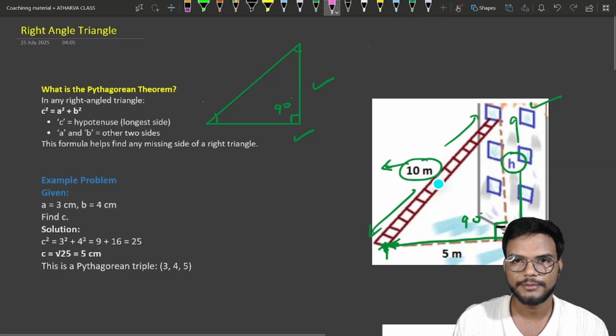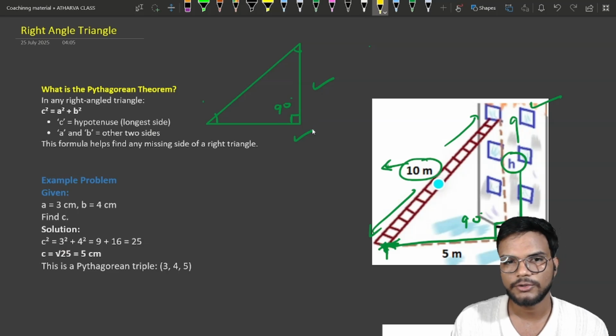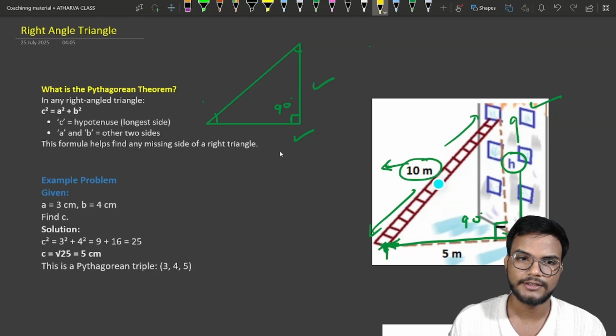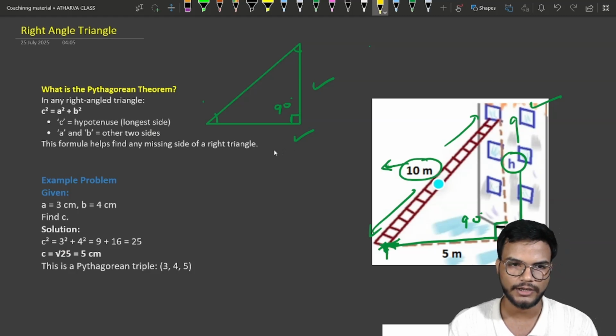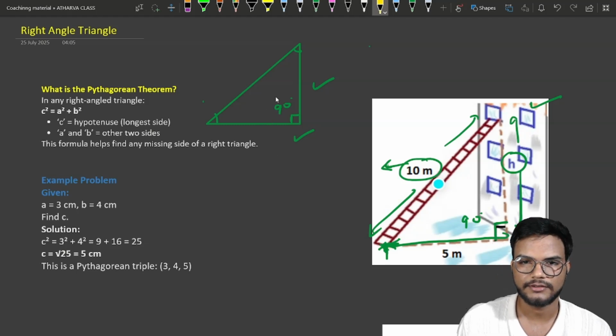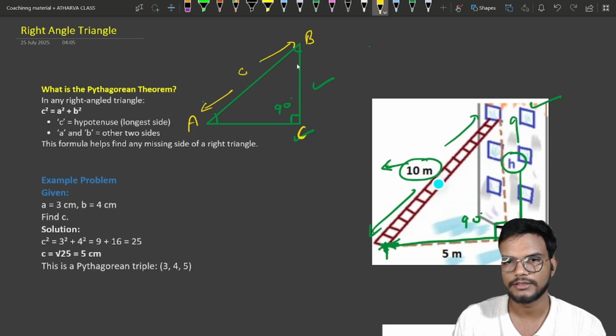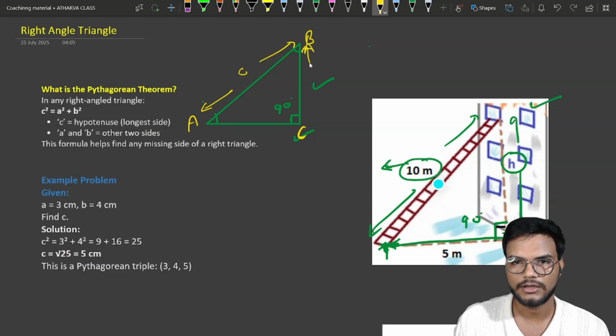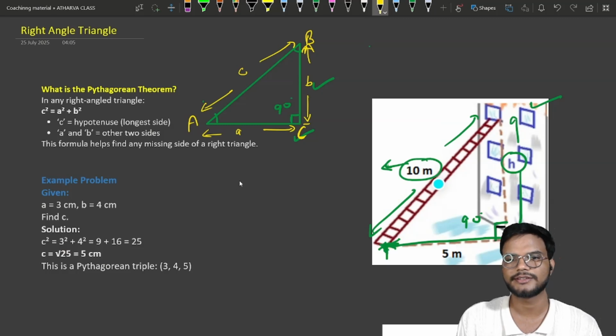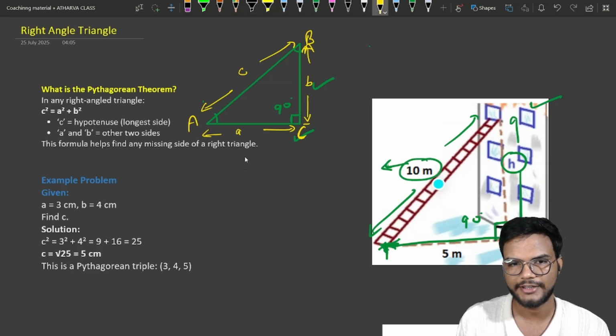Okay, so let me go through the Pythagorean theorem. According to the Pythagorean theorem, c square equals a square plus b square. What does this mean? Let's understand it. Let's name the triangle ABC, with c as the whole length, b here, and a here. We are just assuming it all, there is nothing new.